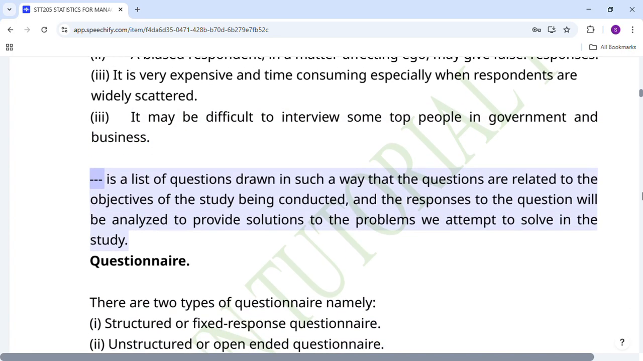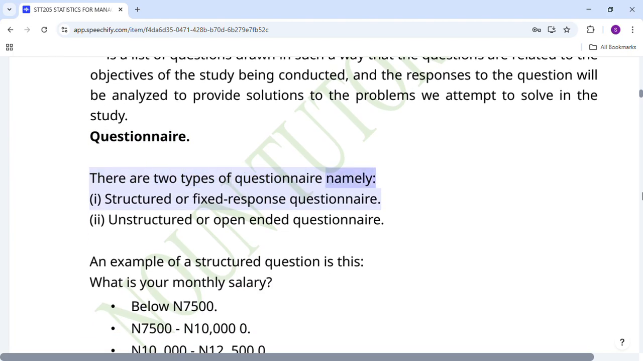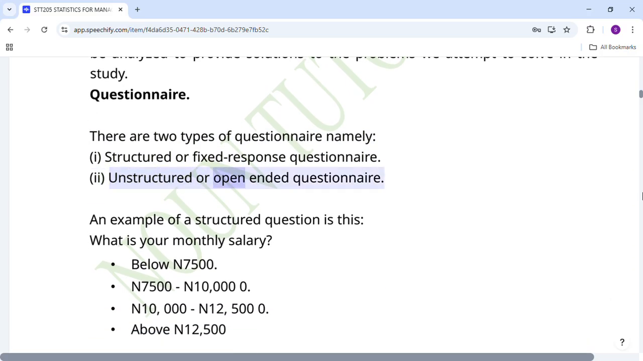Questionnaire. A questionnaire is a list of questions drawn in such a way that the questions are related to the objectives of the study being conducted, and the responses to the questions will be analyzed to provide solutions to the problems we attempt to solve in the study. There are two types of questionnaire, namely: 1. Structured or fixed response questionnaire.